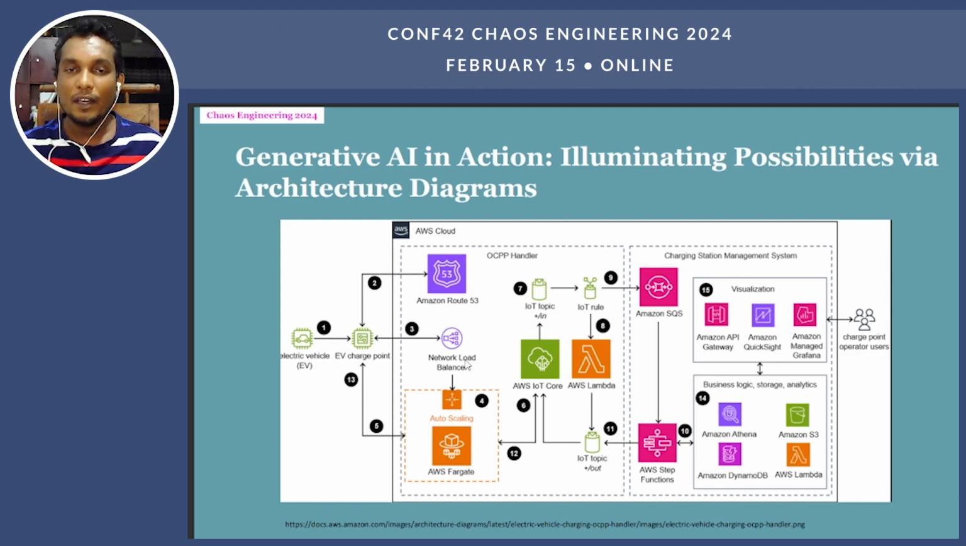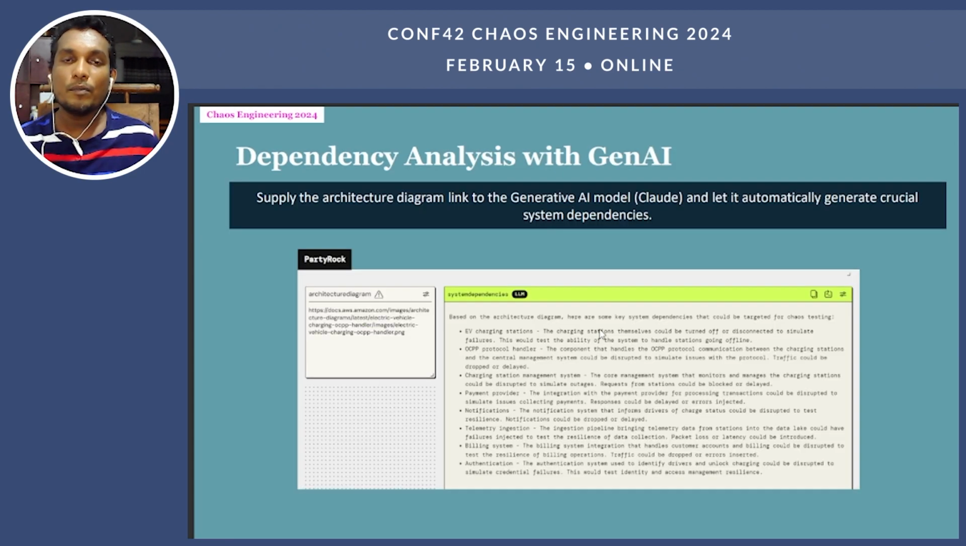So this is again a very comprehensive, highly complex distributed system. And what we are going to do is use this as our base and see how we can automate some of the stages which I discussed earlier. So moving on, one of our first tasks is, can we identify the dependencies?